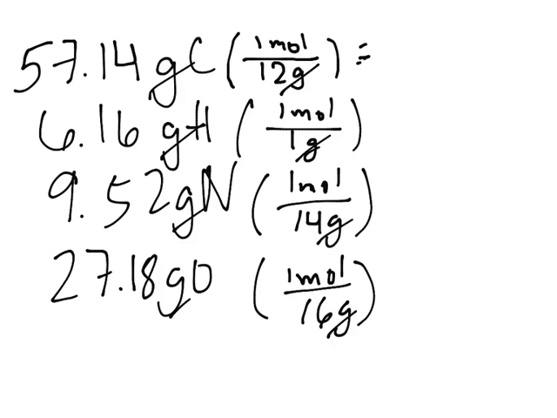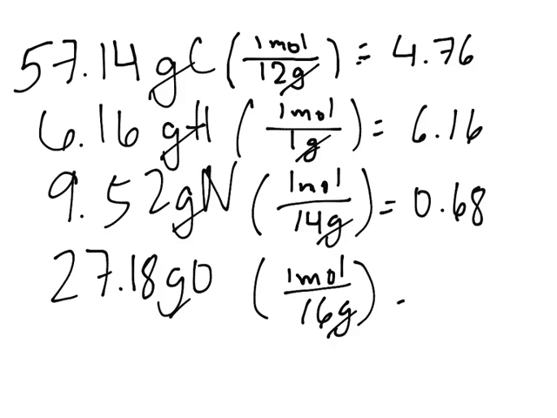So here we get 4.76. Here we get 6.16. Here we get about 0.68. And here 1.7. So we have to pick the lowest of these four. In this case, it would be the 0.68. And we have to divide each of them by that 0.68.